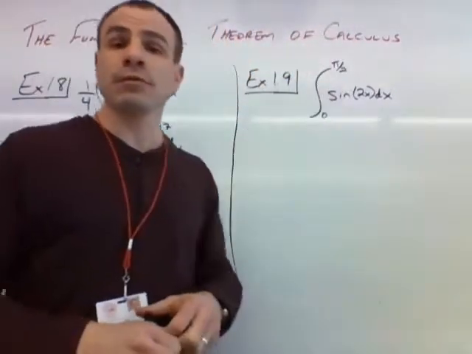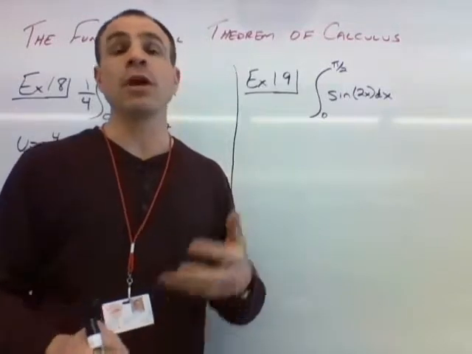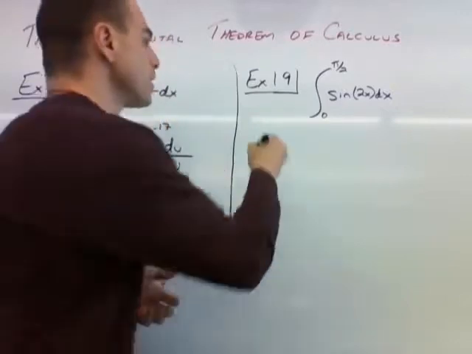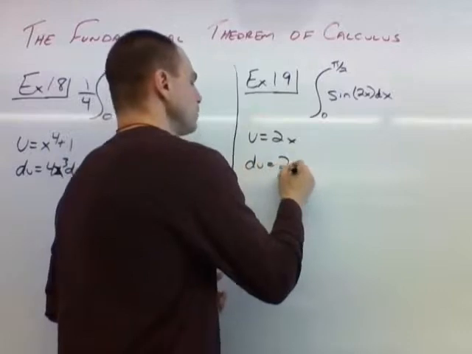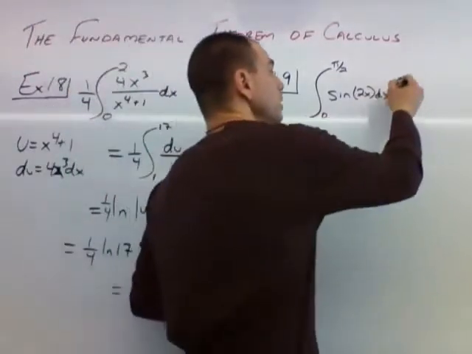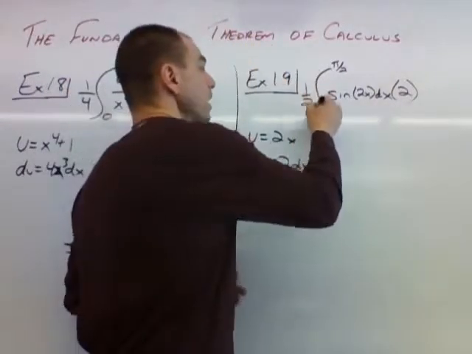Number 19, we have some trig involved. All right, we see that we have the sine of 2x. Okay, so that's the sine of something more than x. That means that's our inner function. So we're going to make u equal to 2x, which means du is equal to 2 dx. We have the dx, but we don't have the 2, so we're going to need to throw the 2 in there and counterbalance it with the 1/2 on the outside.